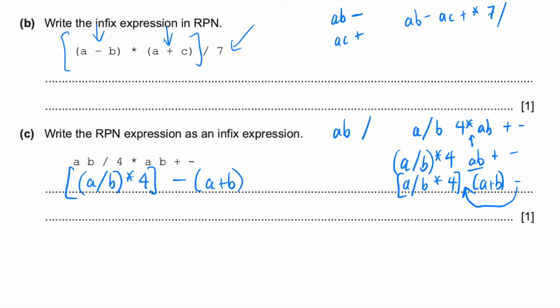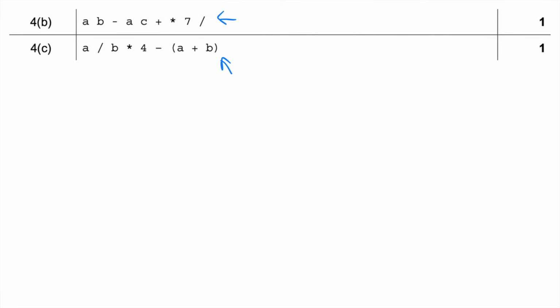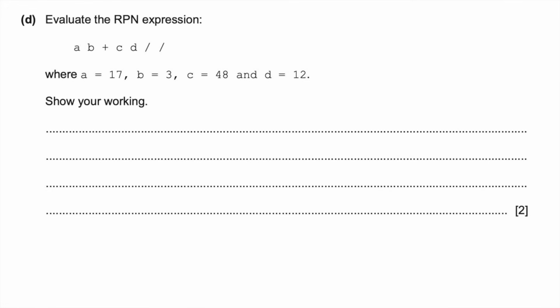Now, this isn't really that straightforward, so let's do more examples so you can get a better idea of how it works. Evaluate the RPN expression where A equals 17, B equals 3, C equals 48, and D equals 12. This is the same as going from RPN to infix like in our previous problem, but once we do that, we're going to put in numbers to get an actual value.